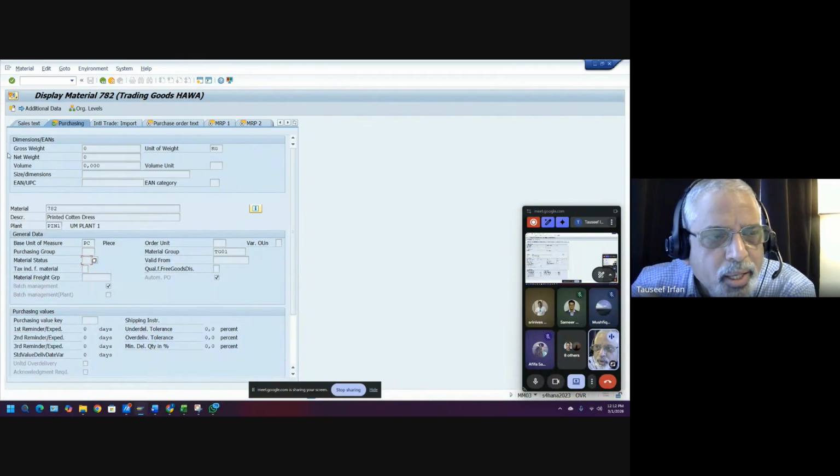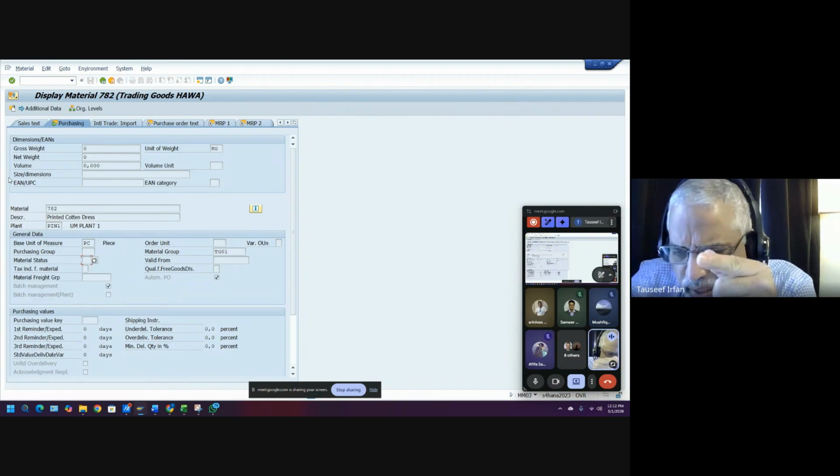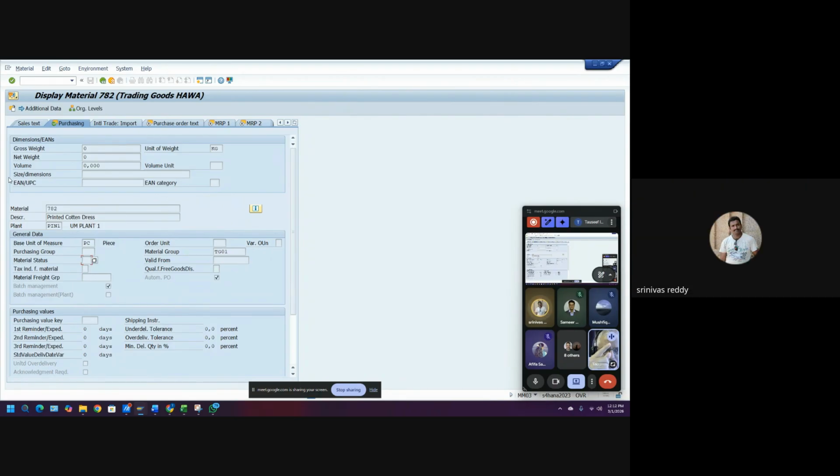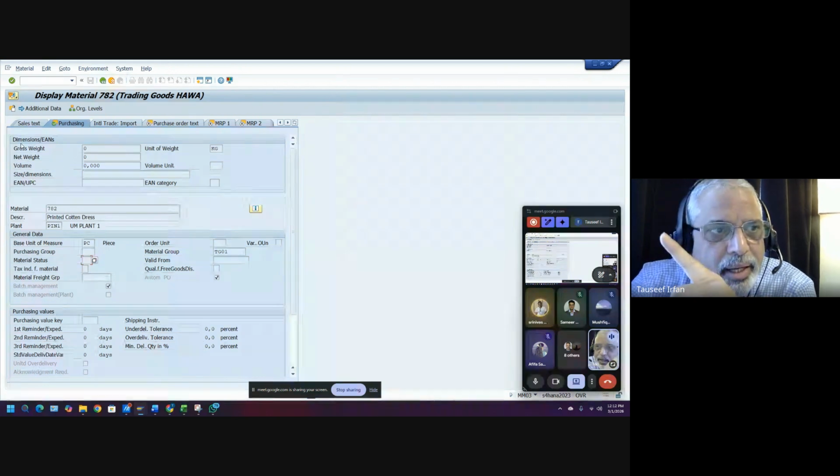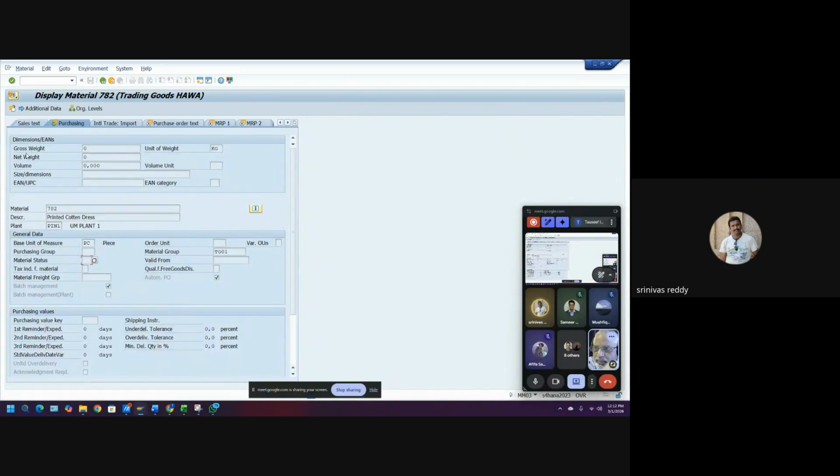What are these boxes known as? They are known as screens. Subscreens. Screens. A screen, and a screen has a sub screen. Agree?